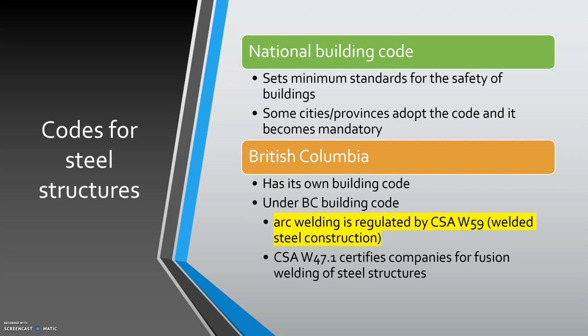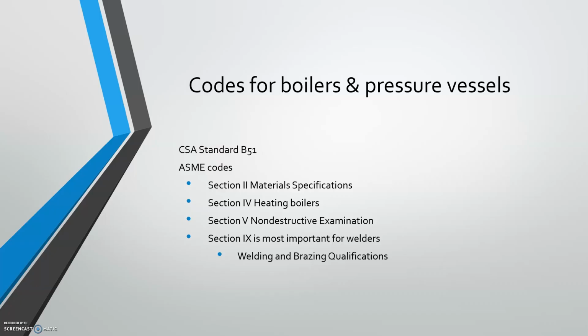In BC, we go above and beyond and follow CSA standards. Arc welding of welded steel construction follows the CSA W59 code, and CSA W47.1 will certify companies doing welding on steel structures. So if you want to rig up and do that stuff, you have to abide by CSA W47.1, which will allow you to weld on the steel structures, and you'll have to pay the money to adopt that code into your business.